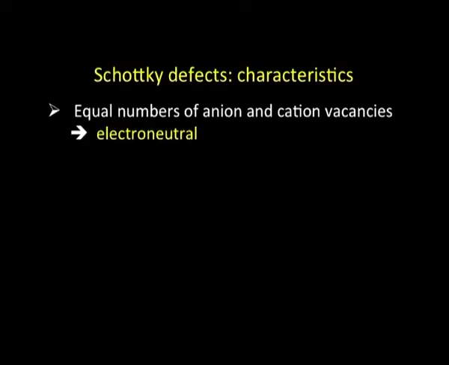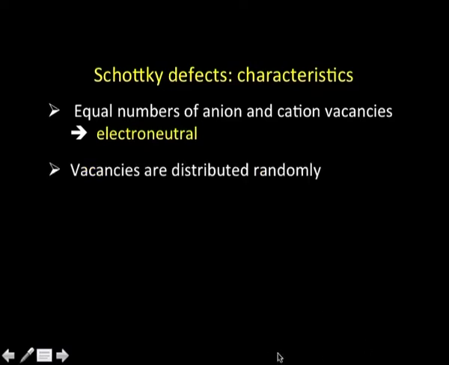Let us go further. Let us look at the characteristics of Schottky defect. There are equal numbers of anion and cation vacancies, because overall our ionic solid happens to be electroneutral. In any lattice, the number of lattice positions is enormous. It runs into 10 to the power 20, 21 and so on. The number of vacancies is also fairly large, and these vacancies are distributed randomly. It is not that all vacancies will be in one pocket. No, they are distributed randomly throughout the lattice.